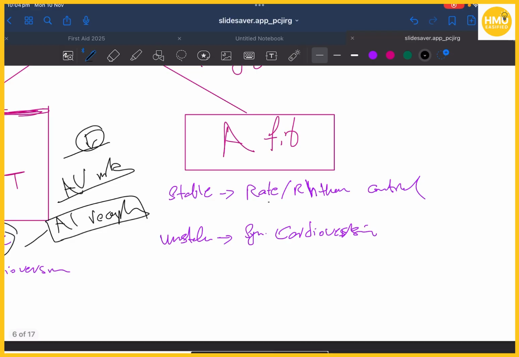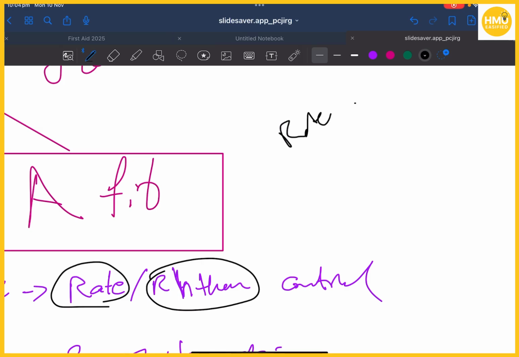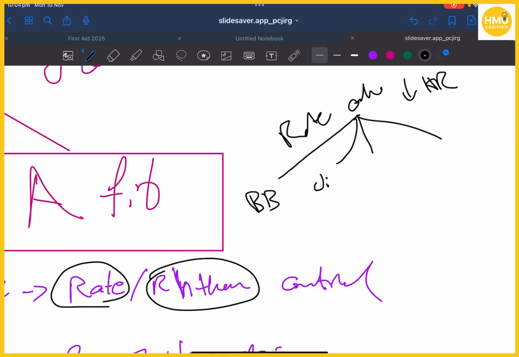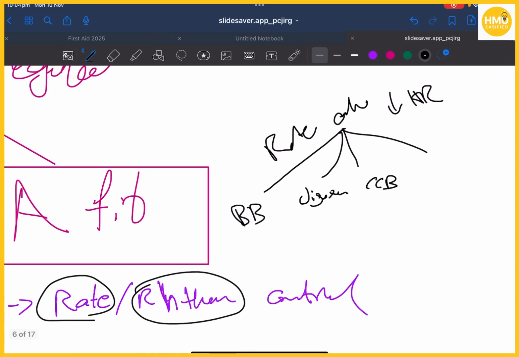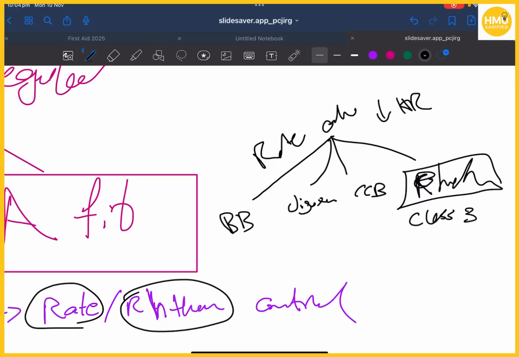For AFib, there is rate and rhythm control. Rate control is basically where you just decrease the heart rate, right? There are a lot of drugs that cause it. There are 4 famous drugs: beta blocker, digoxin, CCB, and, beta blocker, obviously digoxin, CCB. Then the rhythm control is basically the class 3 antiarrhythmic drug, most commonly used.